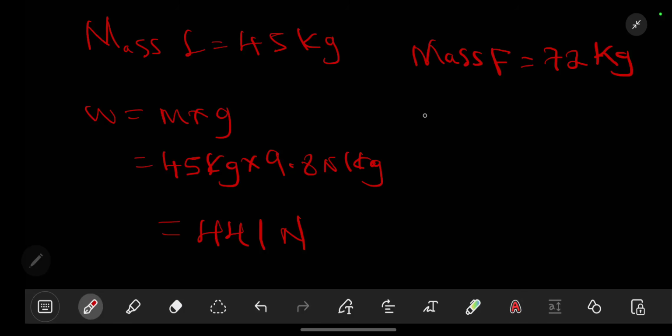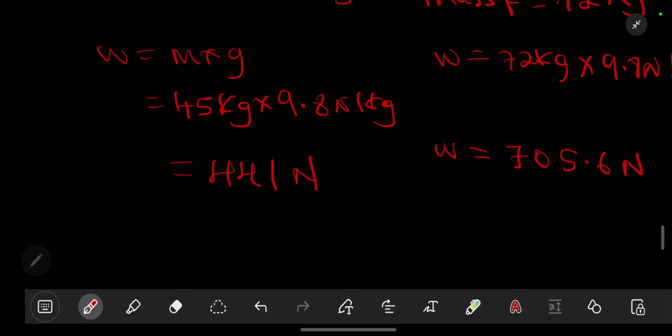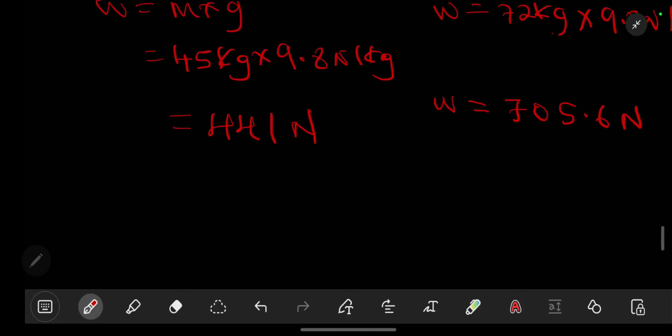Then the weight of the electrician will also be equal to the mass 72 kg times the gravity 9.8 newtons per kg. So our weight should be equal to 72 times 9.8. This is going to give us 705.6 newtons like that. So these are our values there.